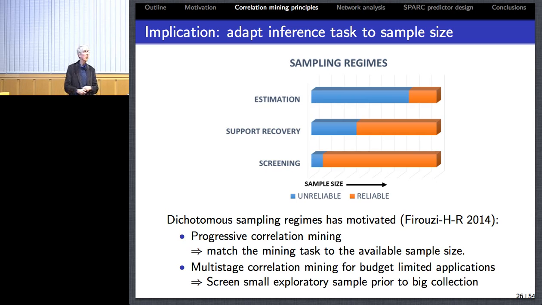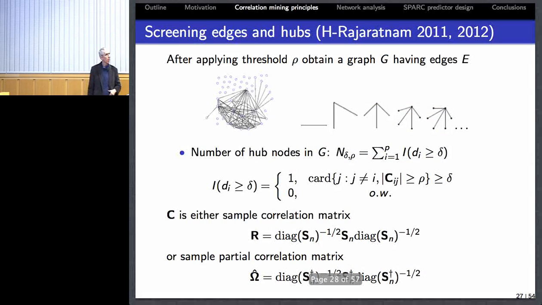So that's the progressive correlation mining paradigm that comes directly out of this type of point of view: with different amounts of data, you can predict, knowing what the value of P is and knowing how significant the correlations are that you want to discover, how to design the experiment so that you're collecting enough samples.